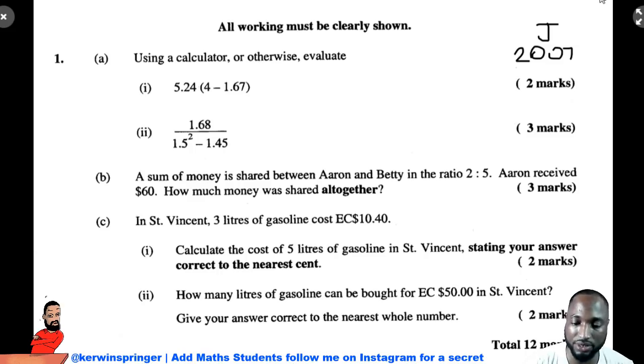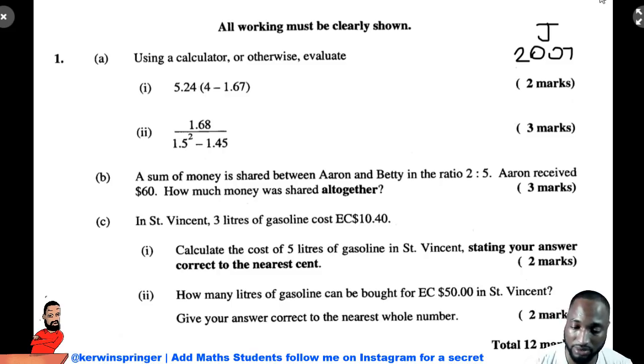The sum of money shared. You see part B? Ooh, a ratio question. That's why when I go back in the years, you start to see the real exciting questions, like 2007, 2006, 2005, 2004. You see, I did exams in 2005.